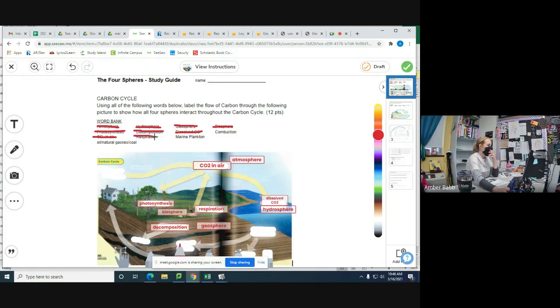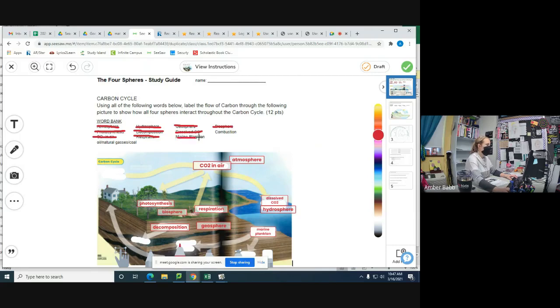Grayson says marine plankton should be obvious because marine means water. So marine plankton are the animals that are dying and decomposing in the water. So that's going to go down here. Marine plankton are dying and dissolving in the water, and they are decomposing into the soil just like decomposition over here.